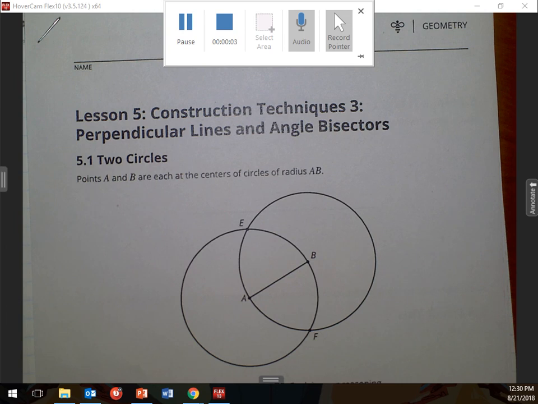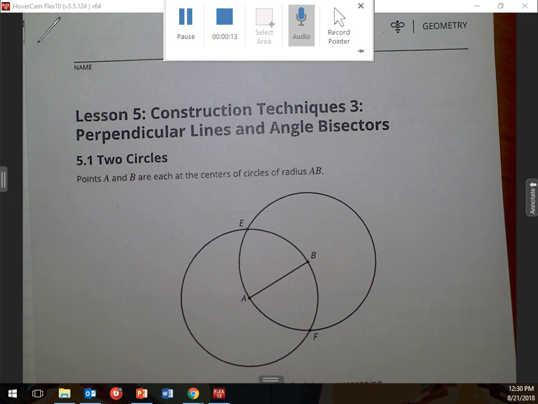Right, so this is going to be geometry here, right? Yes. Okay, geometry, and we're doing lesson 5 constructions. So, let's see, hopefully this turns off, actually. There. All right.